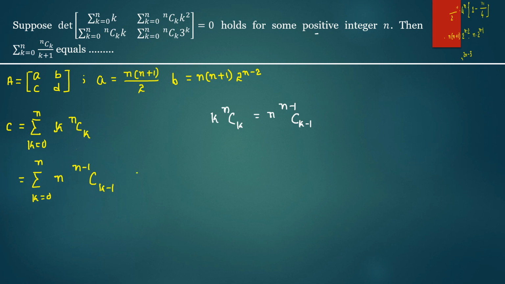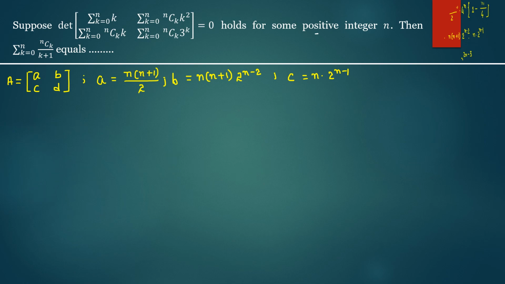Now here, obviously n will be outside the summation. If I take r is equal to k minus 1, then r is equal to 0 to n minus 1, n minus 1 C r. Now we know that the summation of all the coefficients up to the n term is equal to 2 to the power n. So here it will be n into 2 to the power n minus 1. So therefore, we are able to obtain the value of C as well, which is n into 2 to the power n minus 1. And that's it. Now, let's go ahead and find D.